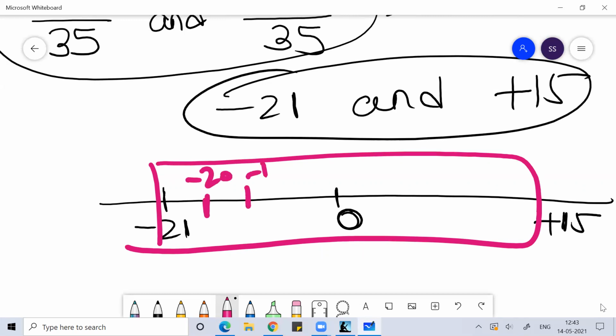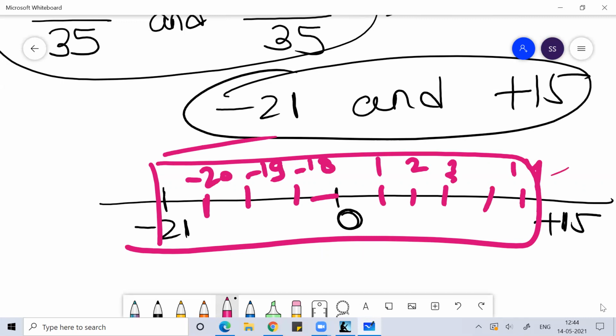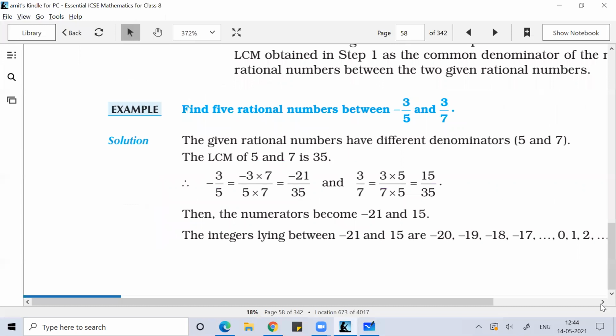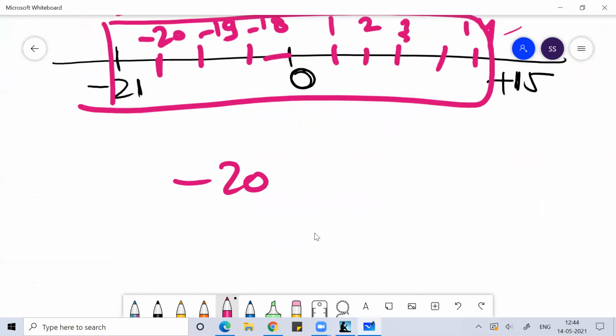minus 20, minus 19, minus 18 till 0, 1, 2, 3, till 14, all are between this. Can you understand this, Tanish? Yeah, sir, understood. Any number which comes between minus 21 and plus 15, you can write. Choose any 5 in between them and your work is done. You can write minus 20 by 35.